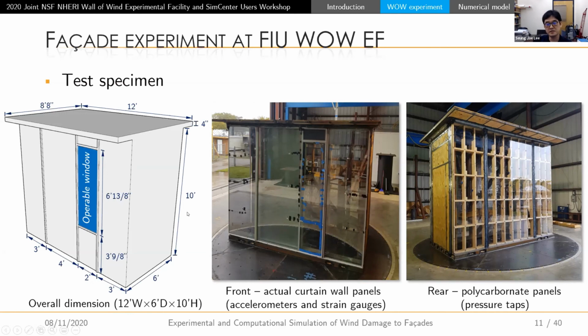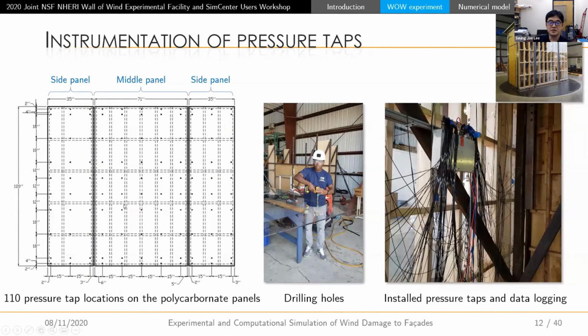This is a full-scale specimen, and it is two-sided. The front has the actual curtain wall panels, where the accelerometers and the strain gauges are installed. We couldn't put the pressure taps here because drilling on actual glass is not feasible. So we decided to put them on the rear side with polycarbonate panels, because drilling on polycarbonate is much easier and feasible. These black dots indicate the locations of 110 pressure taps on the polycarbonate panels.